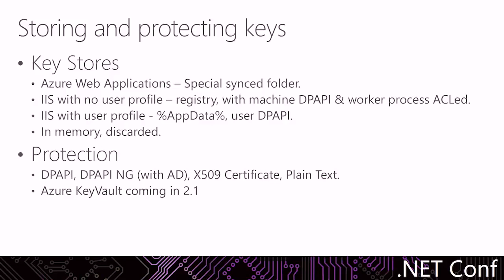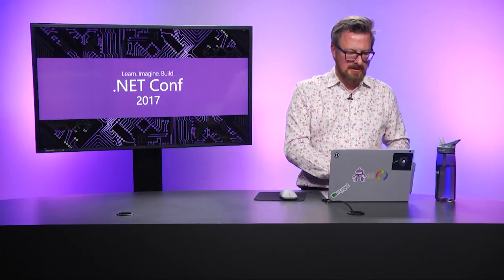So key stores. Azure Web Applications have a special synced folder. It does not work over Azure slots. There is no concept of a storage common between slots, but it will work if you spin up one instance, say in US West, and then you spin up another one in US East, and then you go across to Amsterdam and you go across to Dublin. The keys will flow magically.